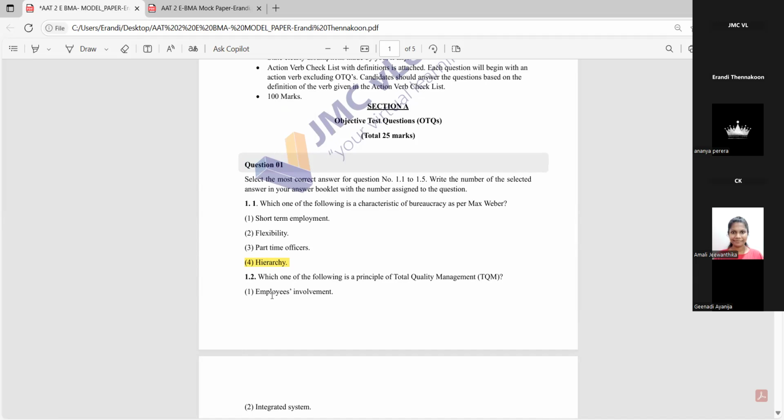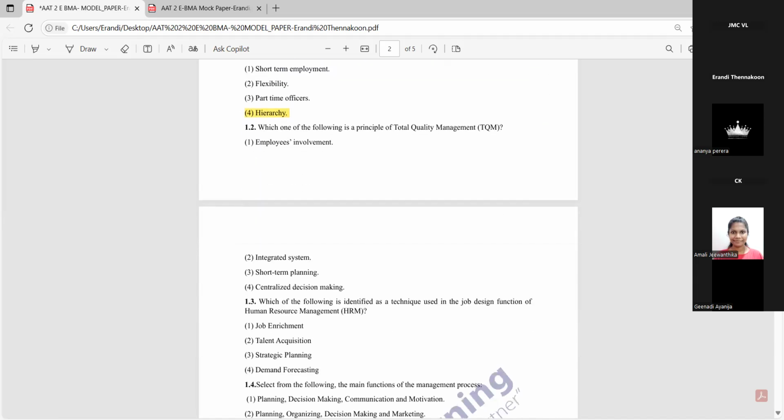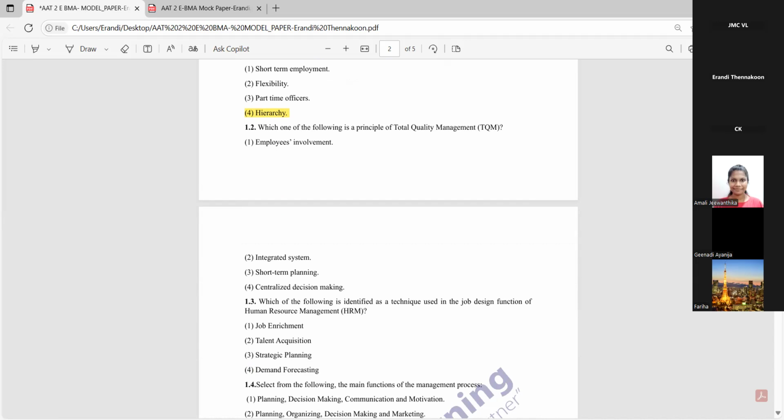Which one of the following is a principle of total quality management? So total quality management, we are discussing this in the operations management chapter, right? Those who joined from the Gampaha branch, next week we are going to talk about this. So what are the principles of total quality management?